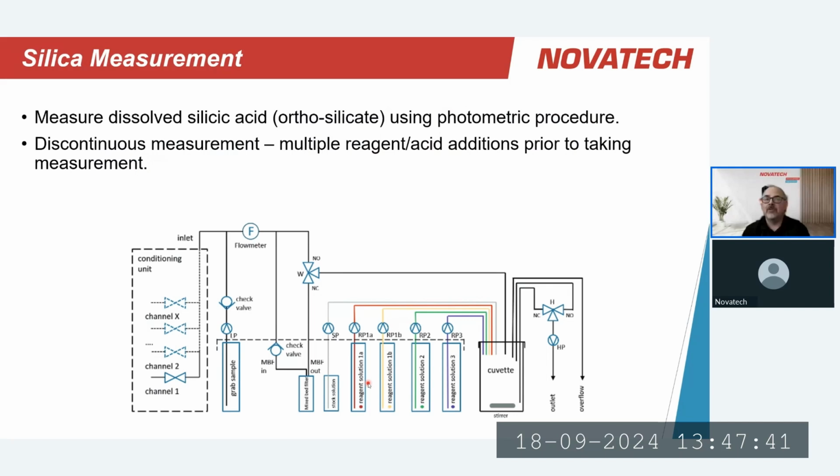So the analyzer is fully automated, of course. It will do all of the reagent addition and timing and stirring and what have you. And at the end of the cycle, when it's added the last reagent, stirred it, given it enough time, it's a photometric reading. So we're looking at absorption at a specific wavelength, and that absorption is specific to the silicon dioxide content that we started with in our water.